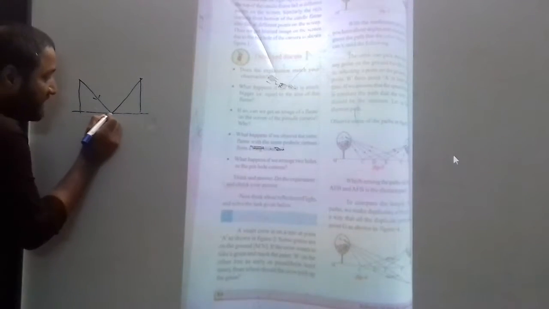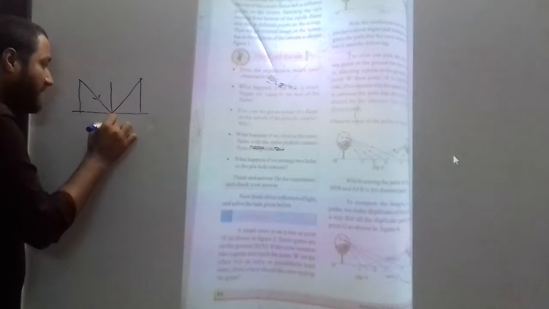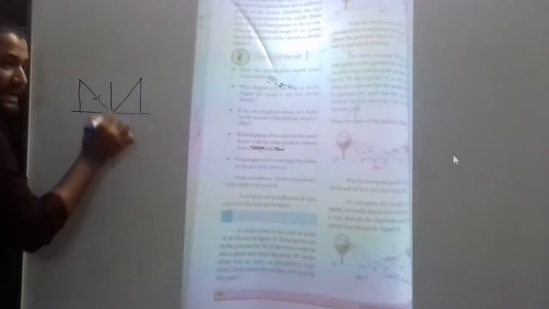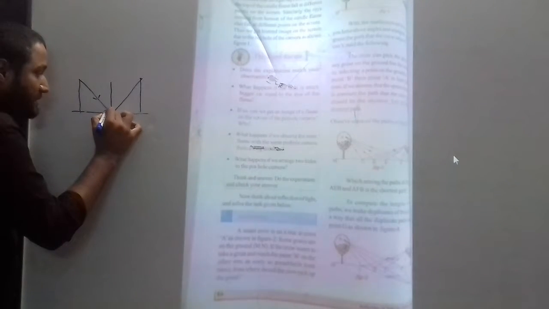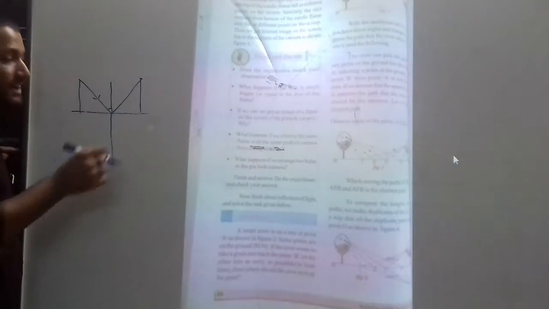Now where the crow hits the ground, there I'll assume a perpendicular line like this. Clear? What I have drawn here is a perpendicular line. Now this line is making a certain angle with the normal line. What do you mean by normal line? A line drawn perpendicular to the surface.